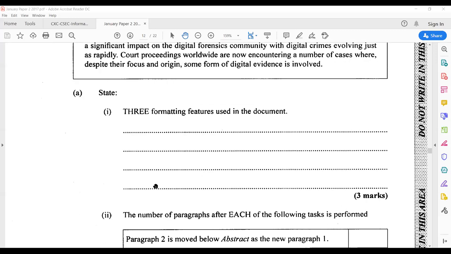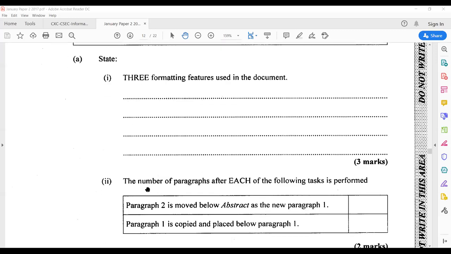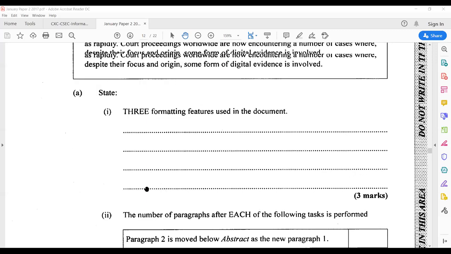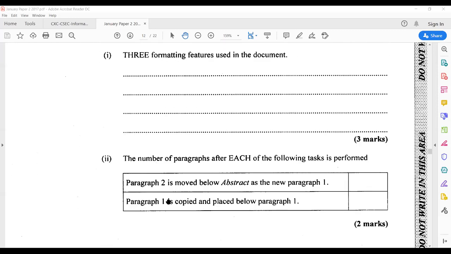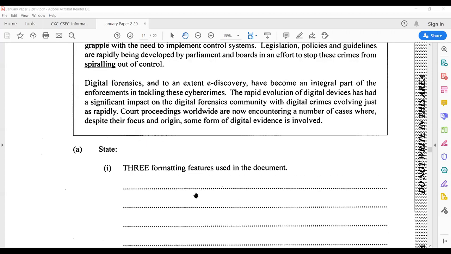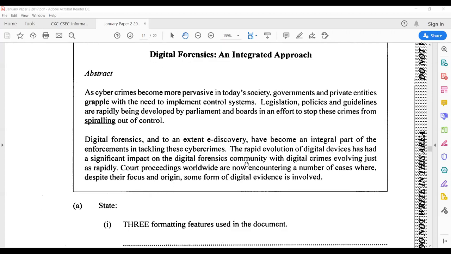Okay, the next question, you are to state the number of paragraphs after each of the following tasks is performed. All right, so currently you have two paragraphs, and they want to know how many paragraphs there will be if paragraph two is moved below the abstract as the new paragraph one. So you're taking this paragraph and moving it below the abstract, and it's a new paragraph one. How many paragraphs will there be in the document?